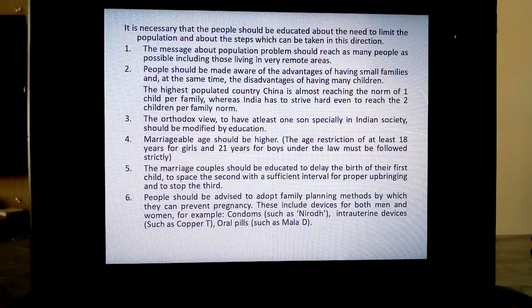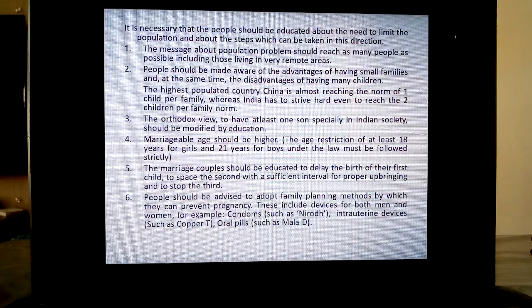Okay? The orthodox view to have at least one son, especially in Indian society, should be modified by education. Even today, in remote areas and villages, many educated people also feel that they should have a son instead of daughters. If they have 2 daughters, they go for one more child, a son. What if that one more is also a daughter? So this kind of orthodox attitude should change.